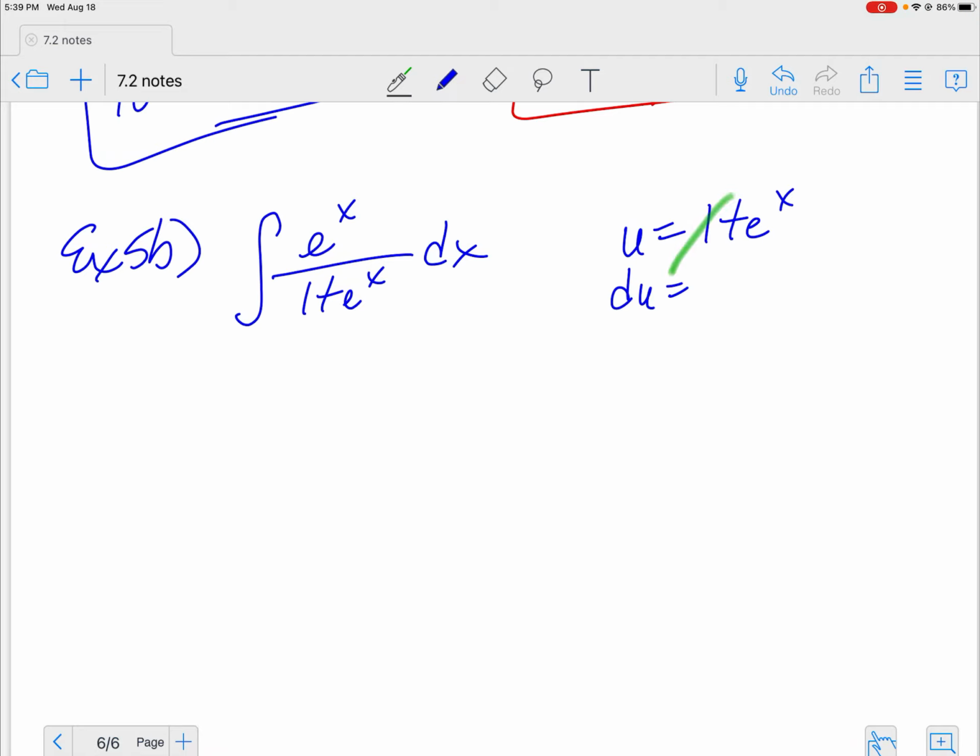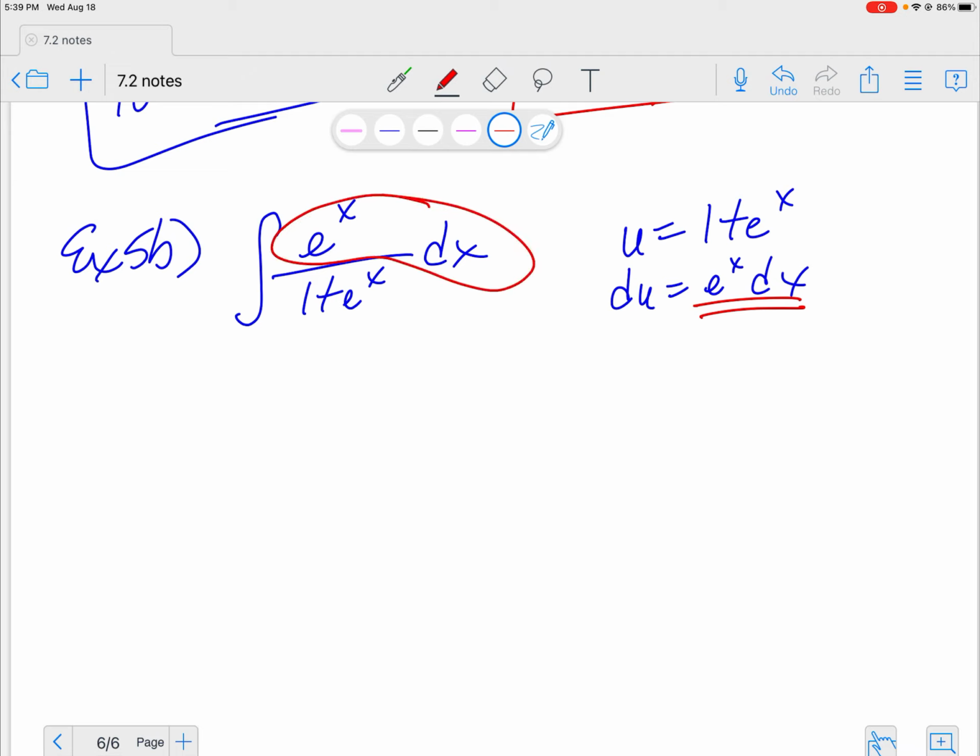The derivative of a constant is just 0. The derivative of e to the x is e to the x. And don't forget your differential. Now I'm subbing out e to the x dx, which subs directly out. It's called a u substitution, so use your substitution there.